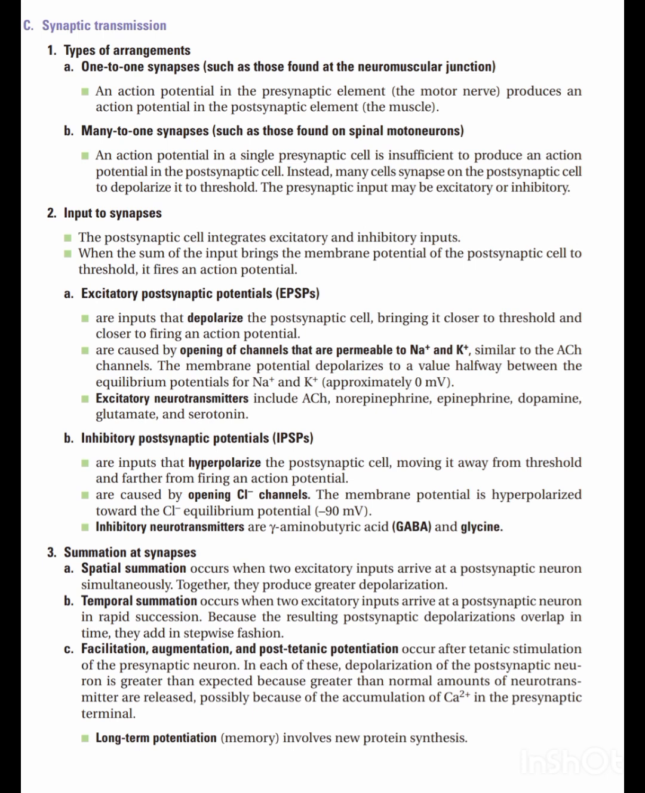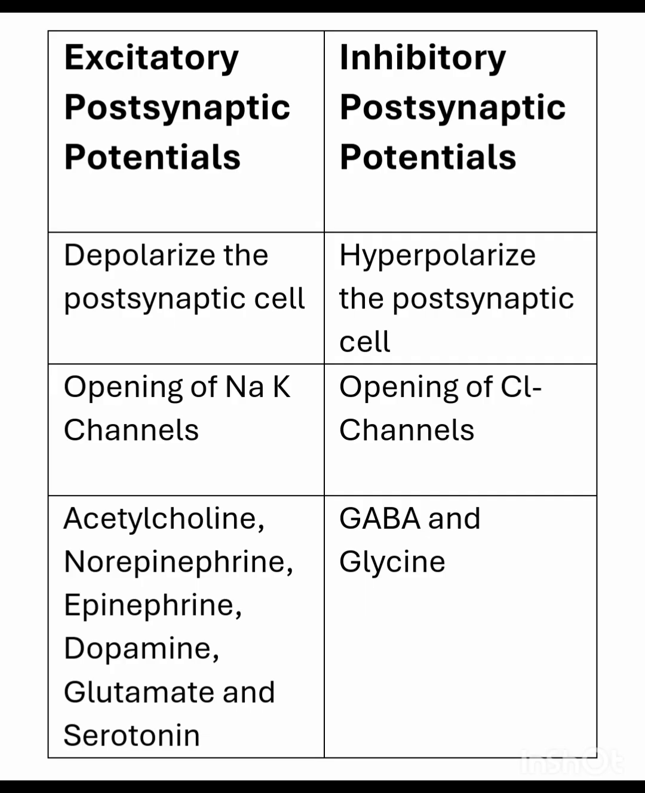Okay, then the inhibitory postsynaptic potentials, these are the inputs that hyperpolarize the postsynaptic cell, moving it away from the threshold and farther from firing an action potential. And this is caused by the opening of chloride channels. Now the membrane potential is hyperpolarized towards the chloride equilibrium potential, that is minus 90 millivolt. And what are the inhibitory neurotransmitters? These are gamma-aminobutyric acid, GABA, and glycine.